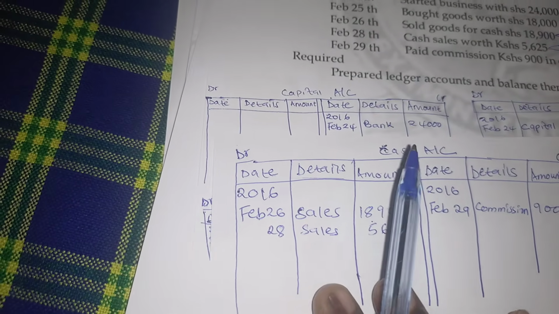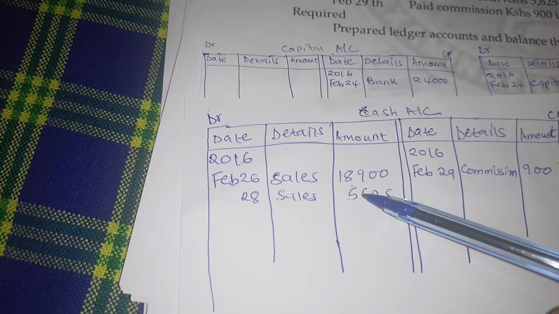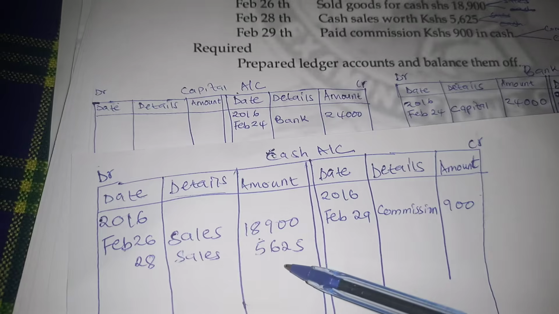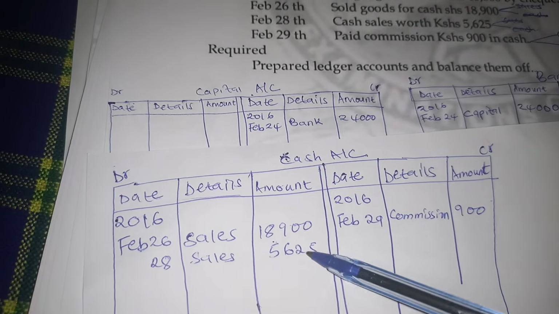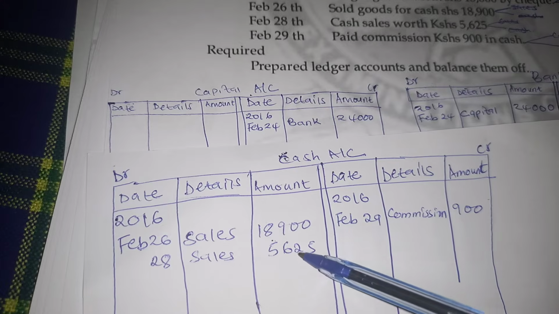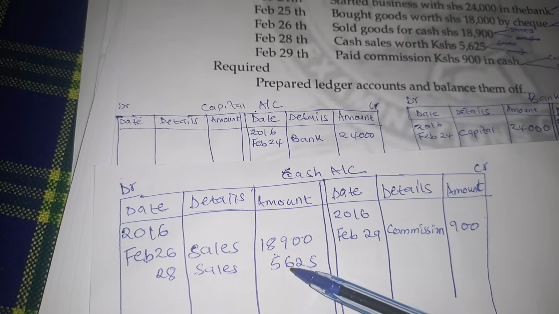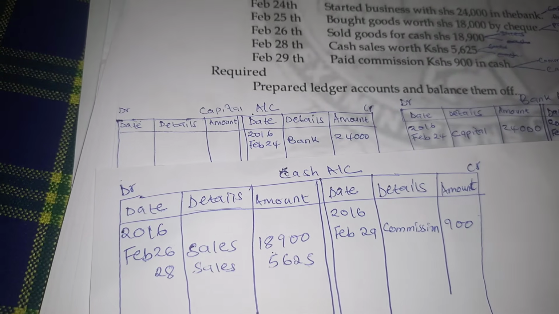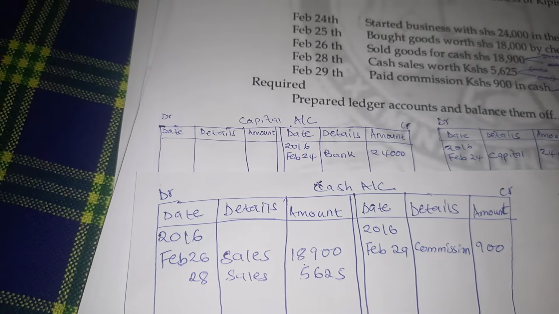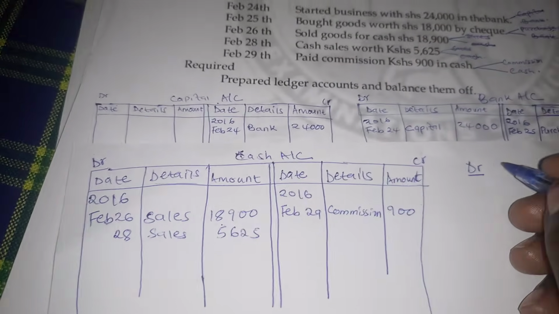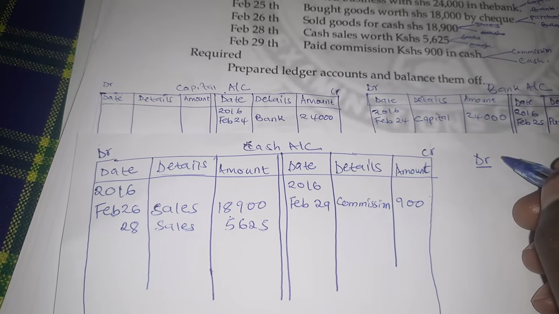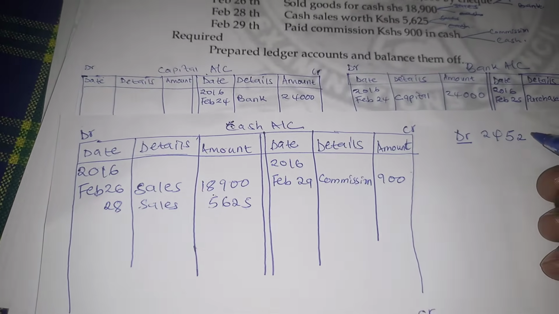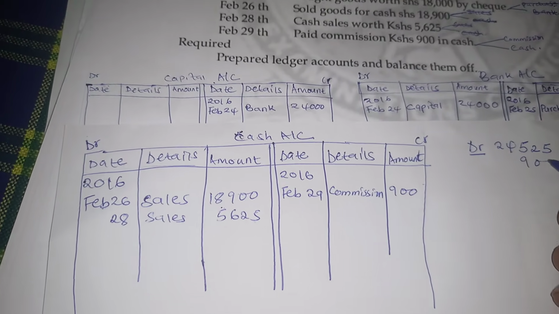So on the debit side, we have 18,900, then 5,625. We add that to get this: 5 plus 9 is 14, carry 1, and we get 24,525. So our debit side, clearly looking at it, will give us 24,525, and the credit side is 900.